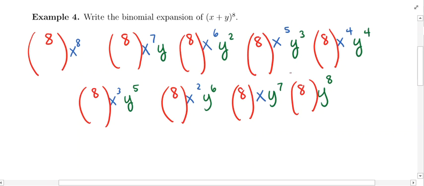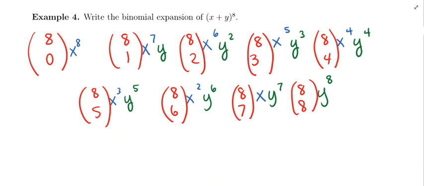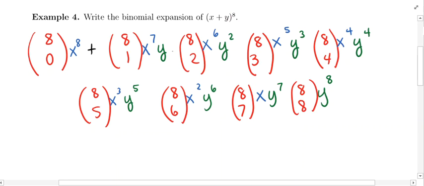And then the bottom number, we always start with 0, and then they increase by 1 until we get to the last binomial coefficient, which should coincide with the degree, the power that the binomial is being raised to. So that's 8 here. And again, I need to put plus signs. And this is the setup for this binomial expansion.